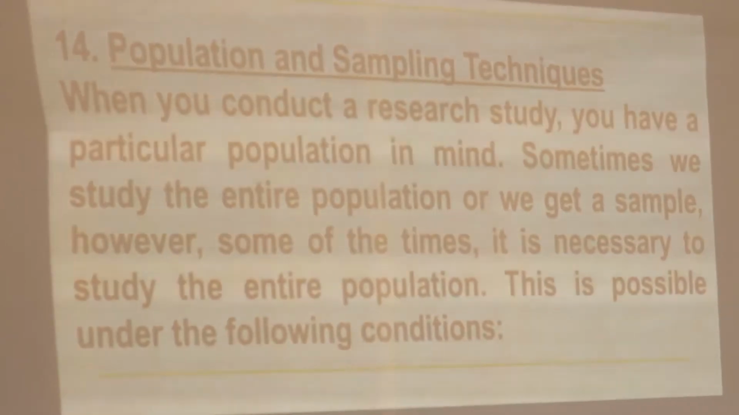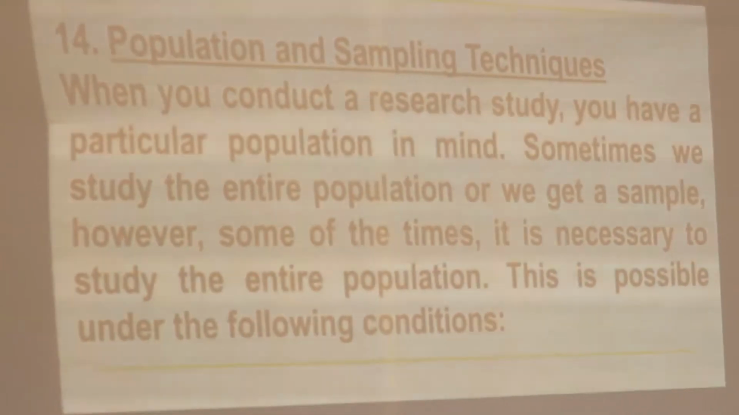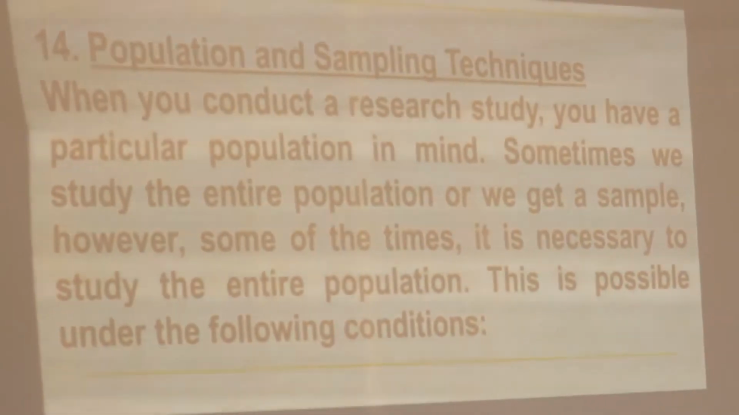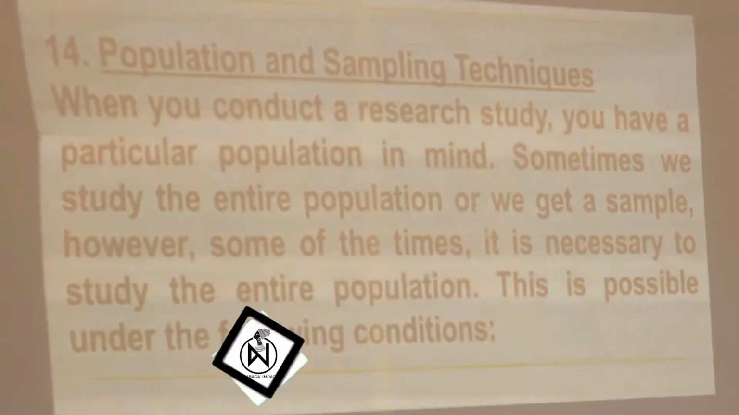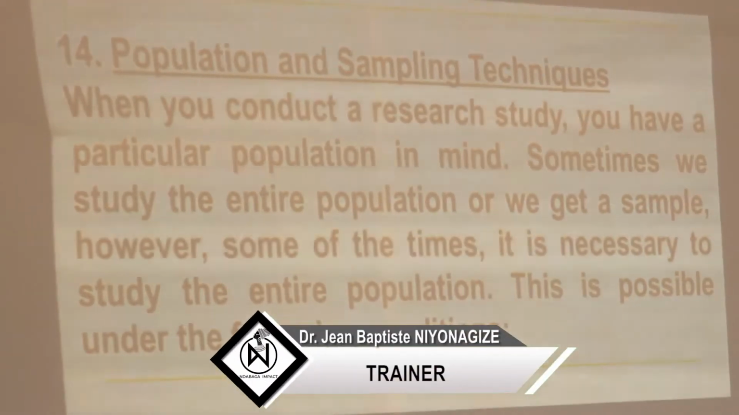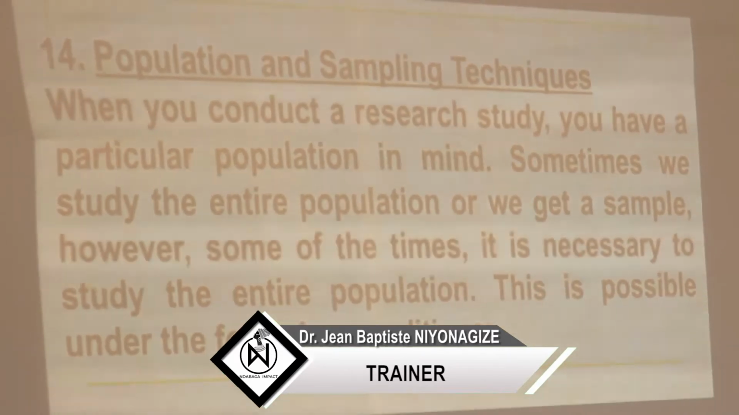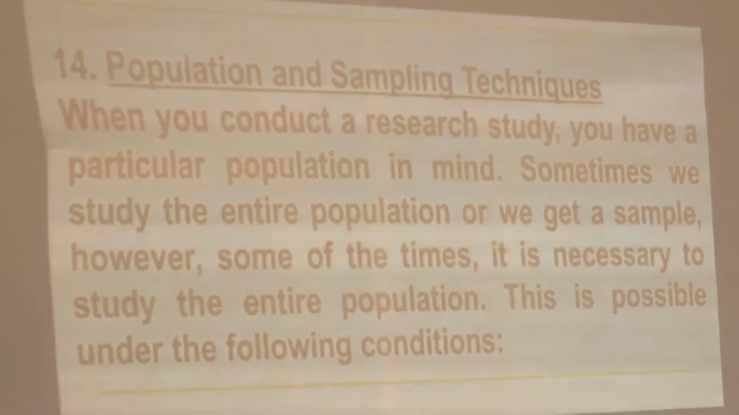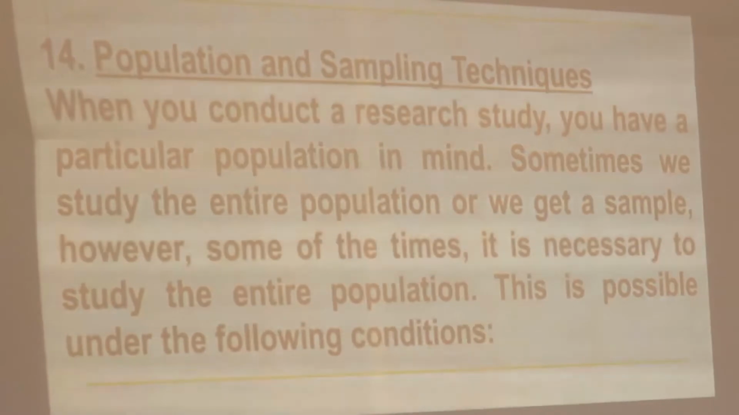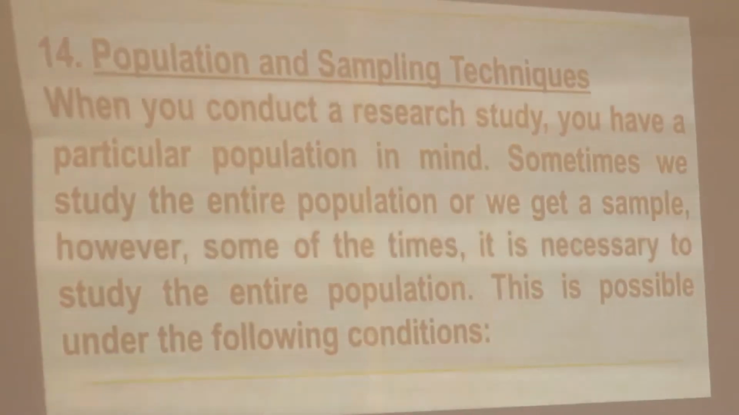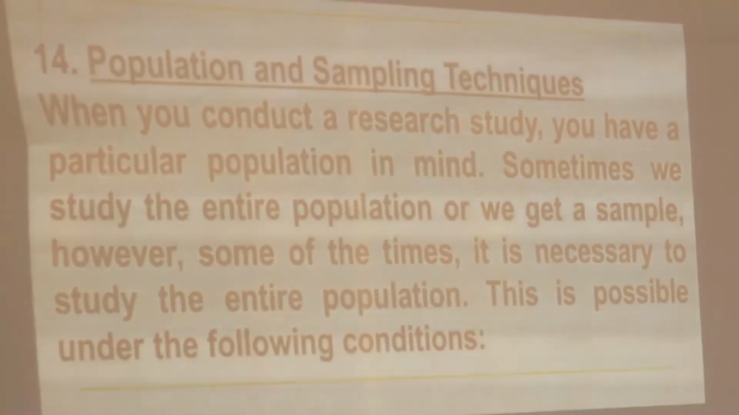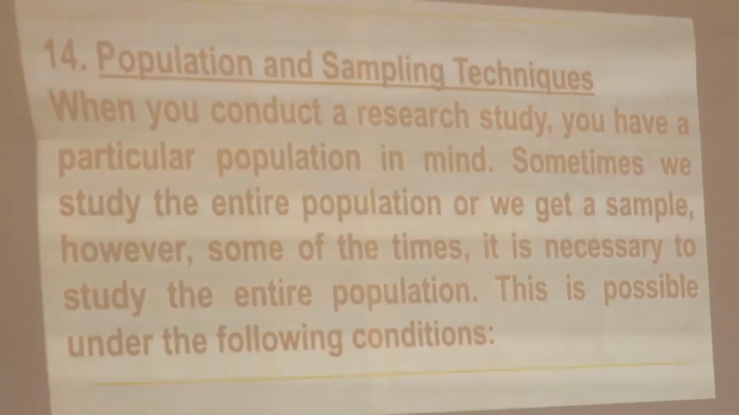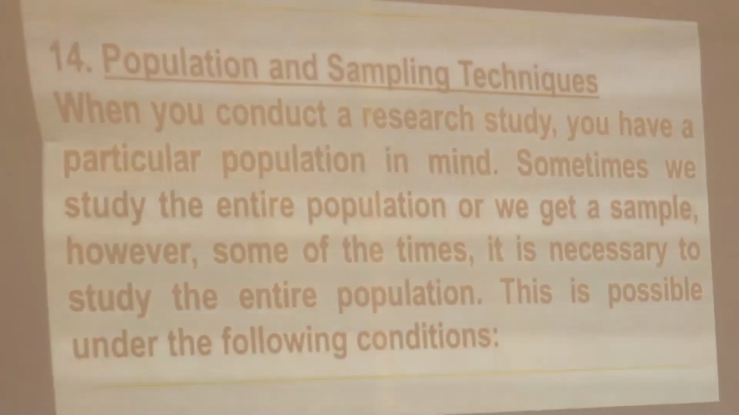Step number 14 deals with population and sampling techniques. As you have seen under research design, you will also need to define the population and the sample technique that you will need to use. When you conduct a research study, you have a particular population in mind. Sometimes we study the entire population or we get a sample. However, some of the times it is necessary to study the entire population. This is possible under the following conditions.